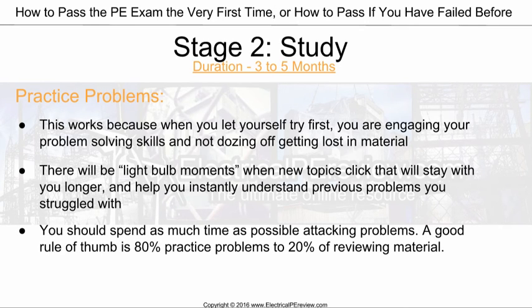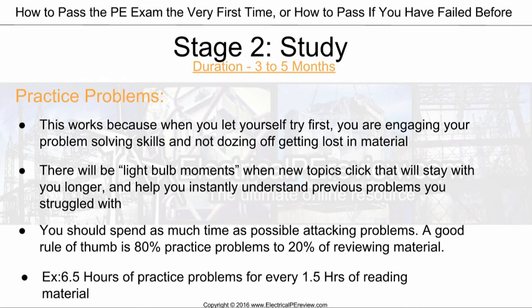You should spend as much time as possible attacking problems. A good rule of thumb is about 80% practice problems to 20% of reviewing material. Reviewing material could be reading theory, reading book chapters, understanding concepts, or even reviewing the problems you've already worked on. So you want to focus all your time on attacking problems. An example of this: figure about 6.5 hours of practice problems for about every 1.5 hours of reading material.